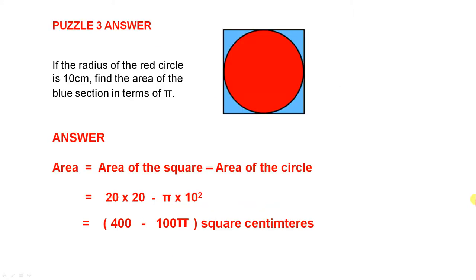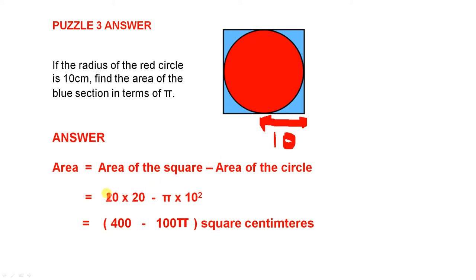The answer to puzzle 3. So the answer, the area of the blue section has to be the area of the square minus the area of the circle. So if the radius of the circle, see there, if that radius from there to there is 10, that means the length of the square must be 20.